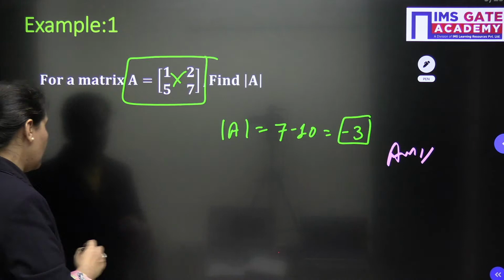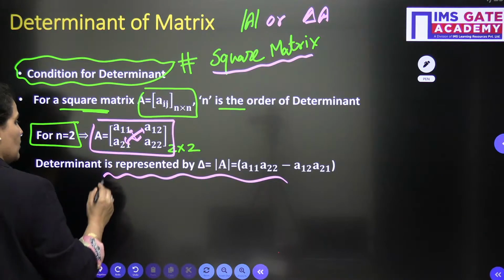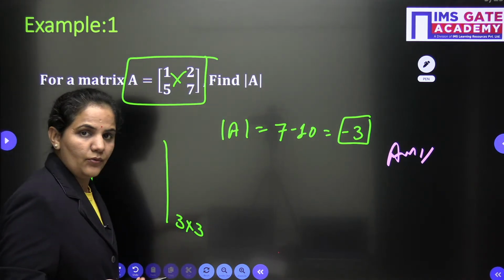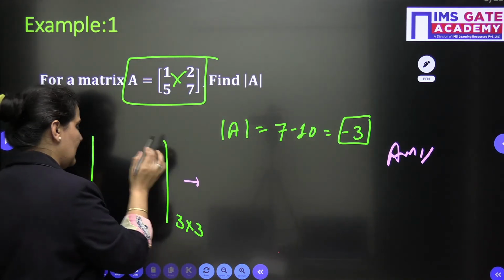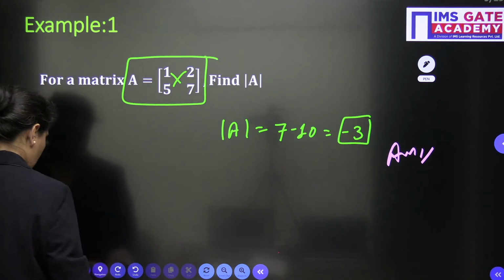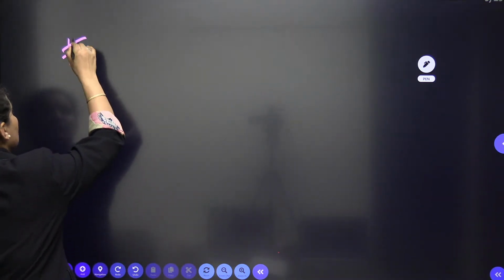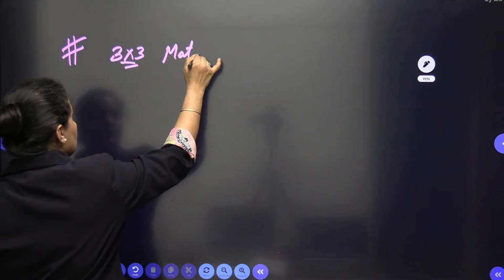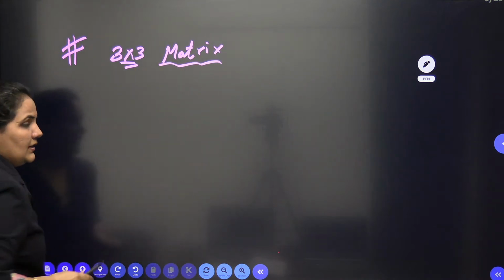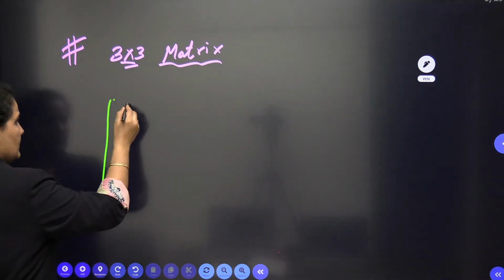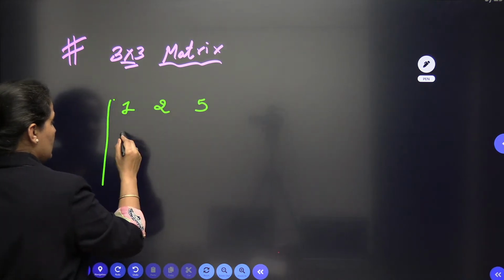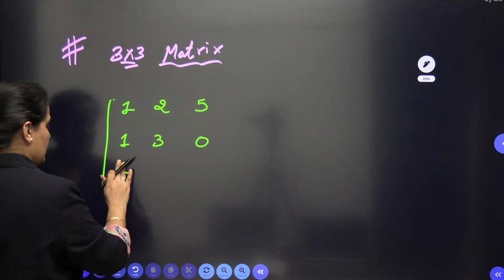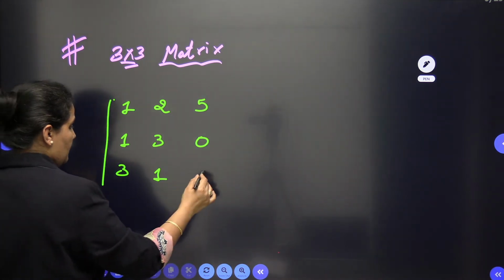Achha, before that, if someone asks you to find the determinant of a 3 cross 3 matrix, then I don't think that you can, means it's tough for you. I will tell you, this is the basic method. Let me write down one example here, and after that we will talk about the specific method for finding the determinant of a 3 cross 3 matrix, also one shortcut method. So suppose I am having a matrix which is 1, 2, 5, okay, 1, 3, 0, and 3, 1 and 2.